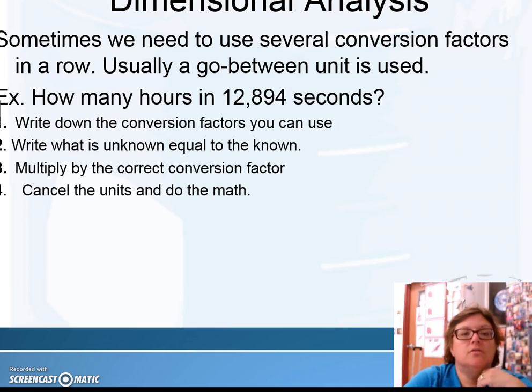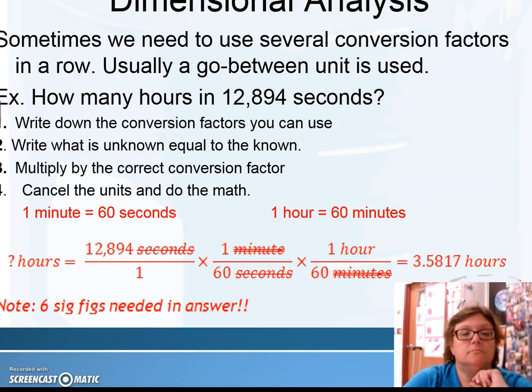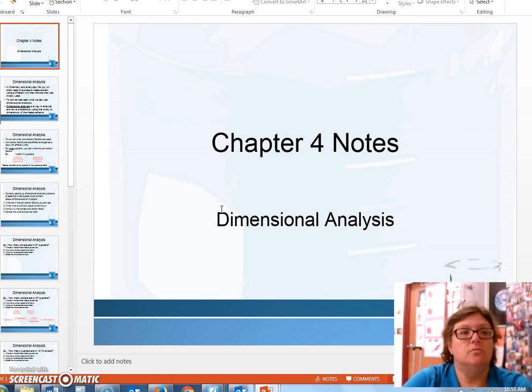How many hours are in 12,894 seconds? So now we're going to go the other direction. 12,894 seconds. We know that there are 60 seconds in a minute, so we're going to divide by 60 seconds, 1 minute for every 60 seconds, and then divide by 60 minutes in an hour. You just want your units to cancel out.